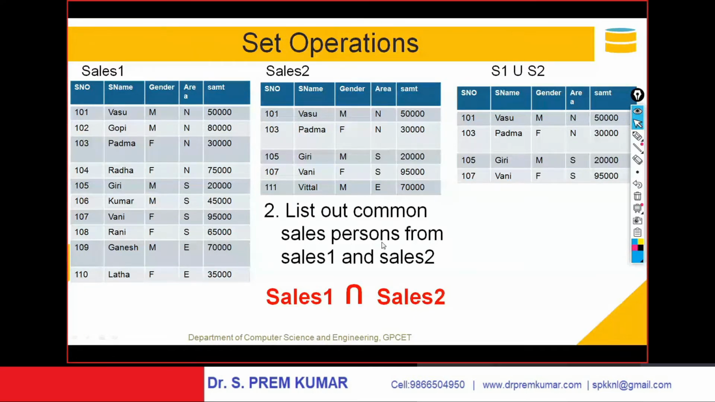So, list out common salespersons from sales 1 and sales 2. That is the intersection operation. Previously we went with the union operation, and now we are going ahead with the intersection operation. Just 1 minute, please go through these tables, the resultant tables and the query.